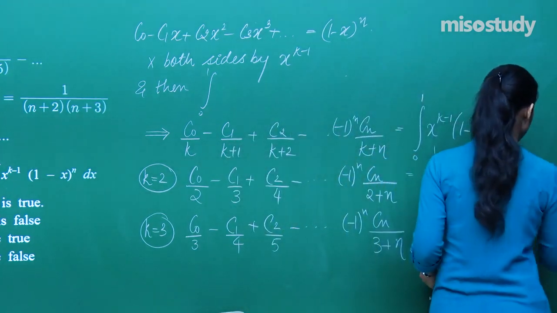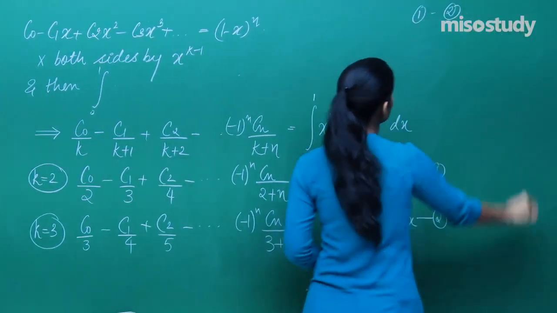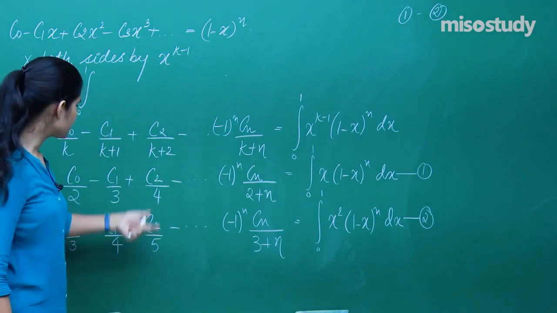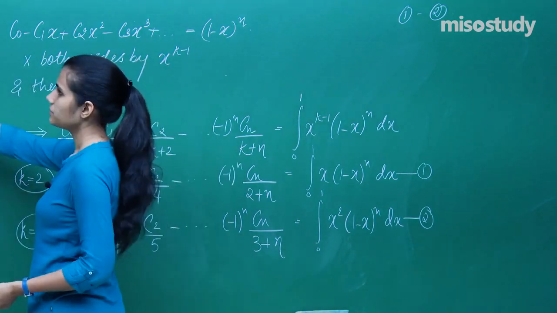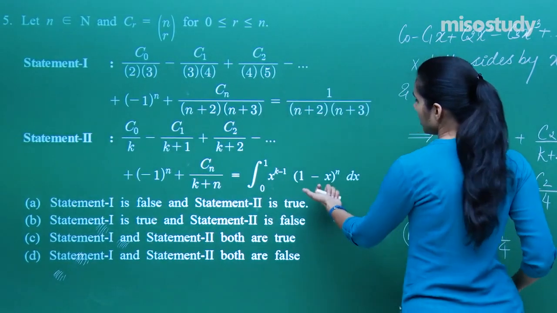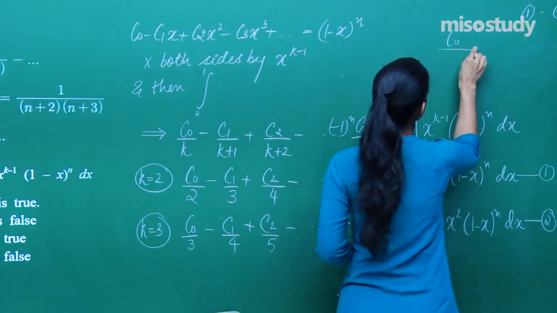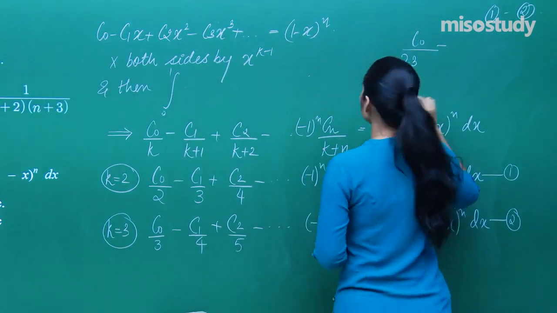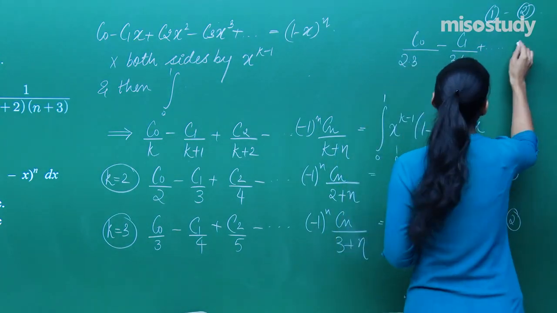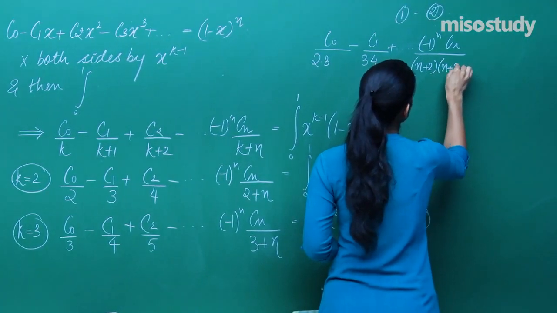Now what you do is, this is 1, this is 2. When you perform the operation of 1 minus 2, you basically get this minus this, this minus this, this minus this, this minus this. When you do, you get your statement 1. So statement 2 over here is actually implying statement 1 when you are performing the operation. When putting k equals 2, k equals 3 and then subtracting them, you get c0 by 2 into 3. Then you get c1 by 3 into 4. And so on, minus 1 to the power n cn by n plus 2 into n plus 3.